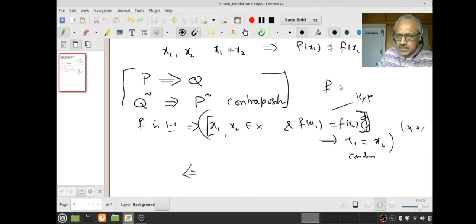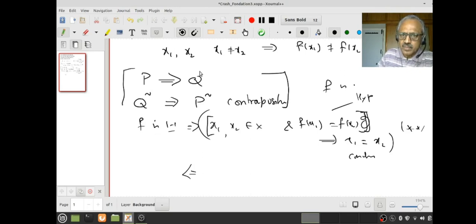Let's assume f is a function with this property. What is the property? x1 and x2 are in X, so that whenever f(x1) is f(x2), I can conclude x1 is x2. Then I want to prove f is 1-1. Okay? Right. Suppose f is not 1-1.